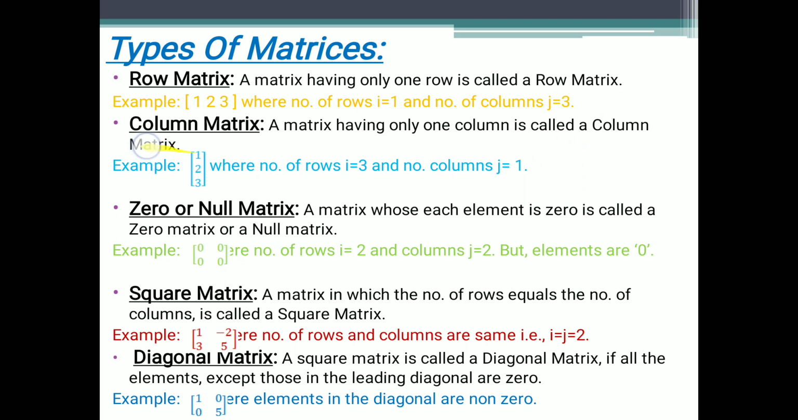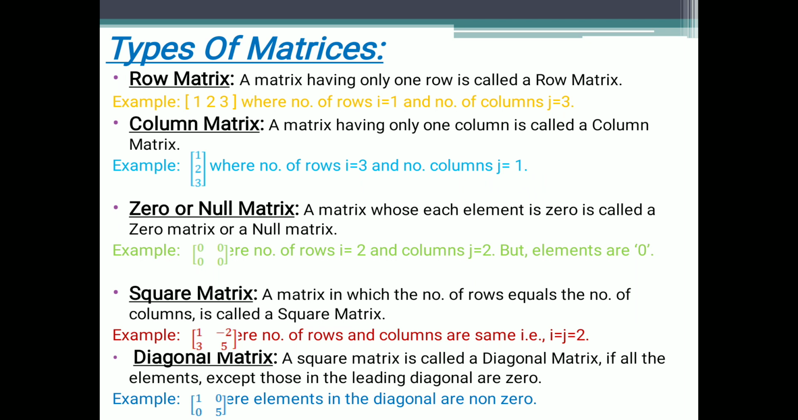Next is column matrix. A matrix having only one column is called a column matrix. Here we can say that only one column is there, but the number of rows is 3. So I can represent that the number of rows i equals 3 and the column j equals 1. Next is zero or null matrix.